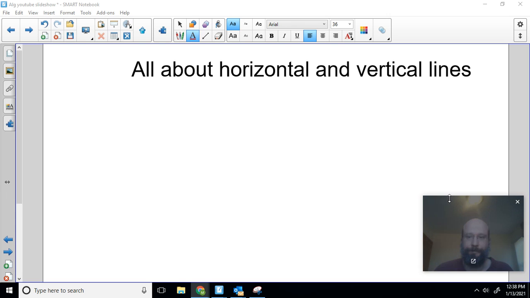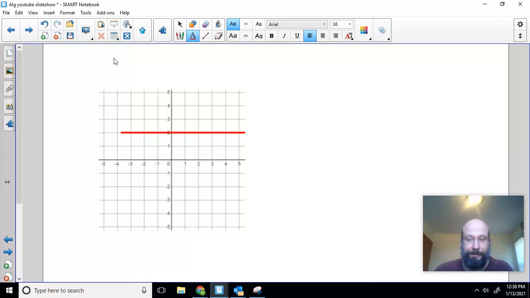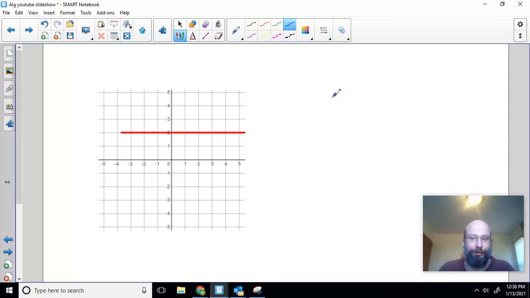All right, let's do a video that's just all about horizontal and vertical lines. The basic thing that makes everything easier is understanding your slope, right? This horizontal line, it's the mouth of Mr. Slope Guide, has a slope of 0.